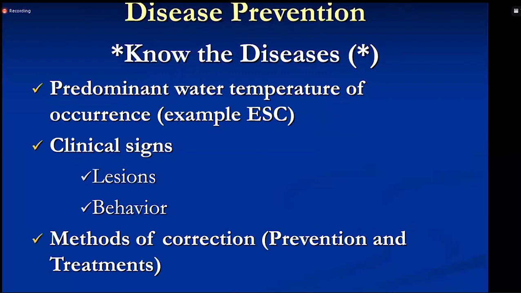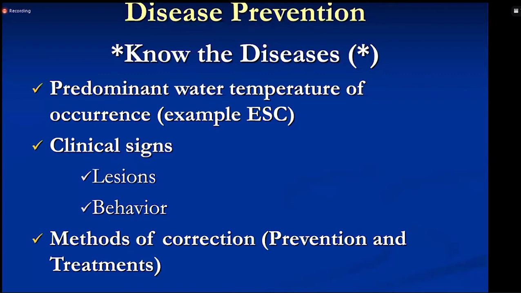What is the predominant water temperature of occurrence for certain diseases? Some of these pathogens have very, very narrow water temperatures in which they are able to cause disease. So for example, Edwardsiella ichtaluri, which causes a disease called enteric septicemia of catfish in certain types of catfish, has a very narrow window of water temperature in which it can cause disease, 25 to 29 degrees C. But you have other pathogens, such as Aeromonas hydrophila, that has a very broad water temperature range in which it can grow and cause disease. So with Aeromonas, it can cause disease anywhere between 10 all the way up to 35 degrees C, very broad water temperature in which it can grow and cause problems.